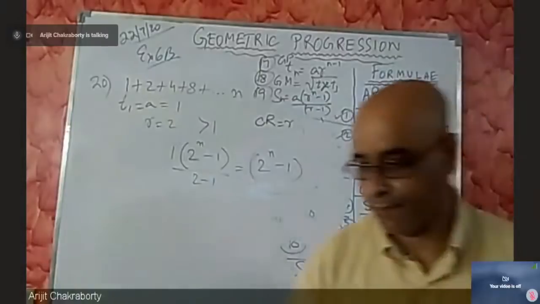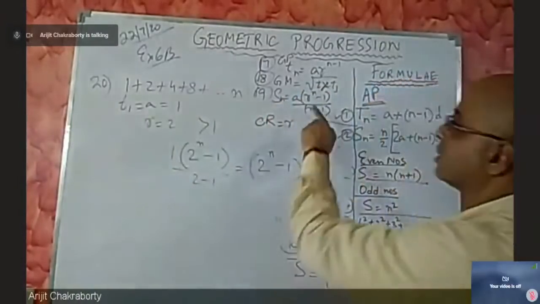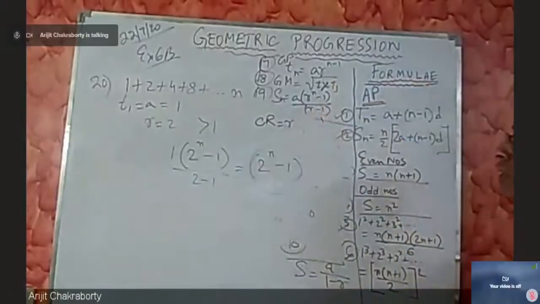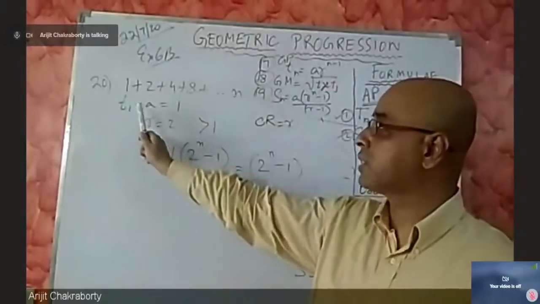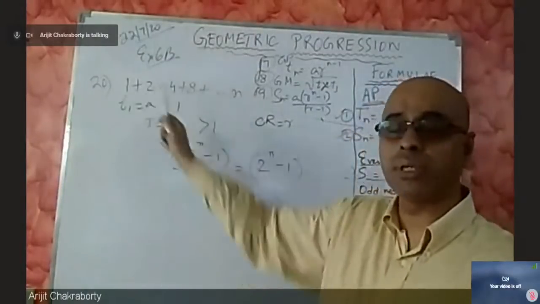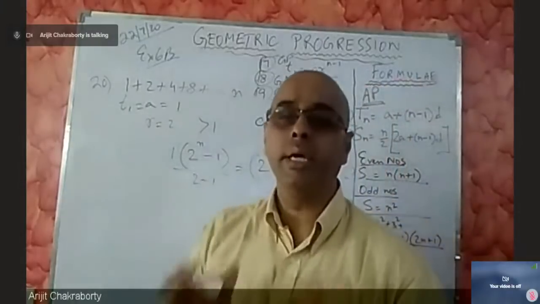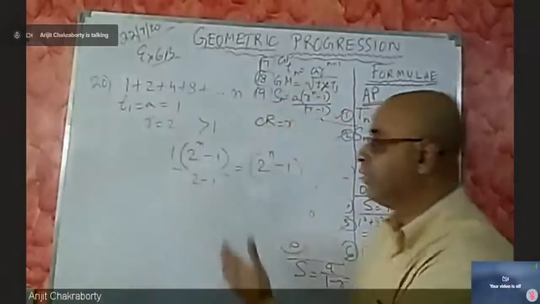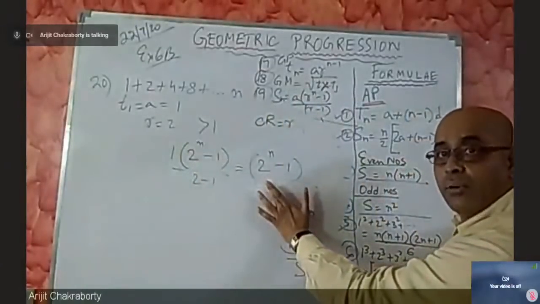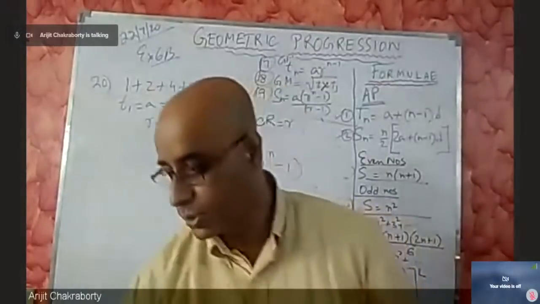This is the answer. So you have seen the summation formula. Sum is A into R to the power n minus 1 by R minus 1. Full expression is given. A is given. R we have found out. R is 2 in this case. So directly by putting the values of A and R in the given formula, we derive the value as 2 to the power n minus 1. So this was number 20.